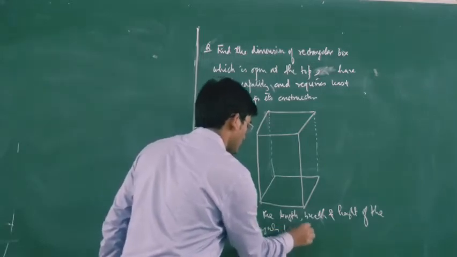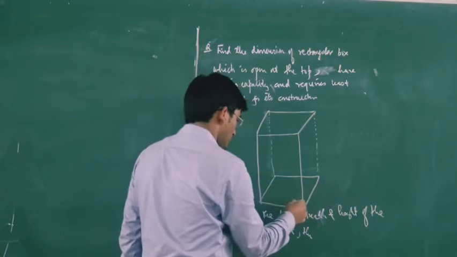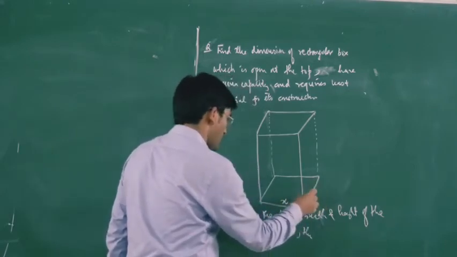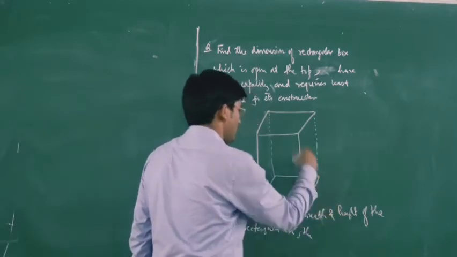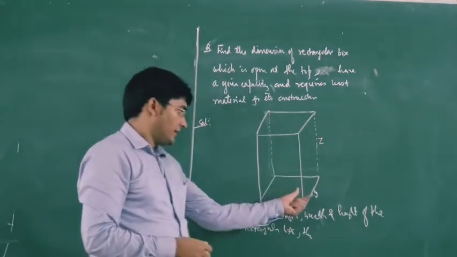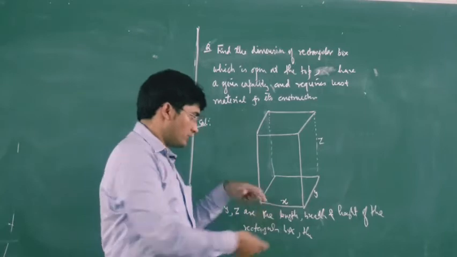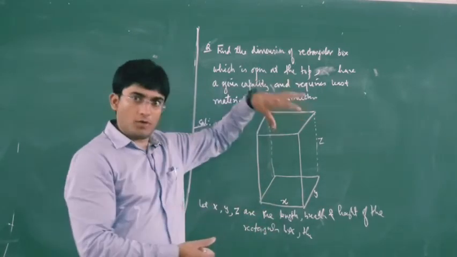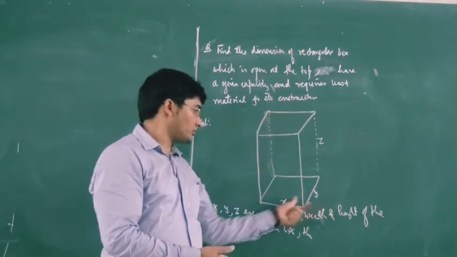Then here you can see that suppose your length is x, your breadth is y and your height is z. Now as the box is rectangular, the area of this base will be xy, and as the top of the box is open, so we have the surface area.